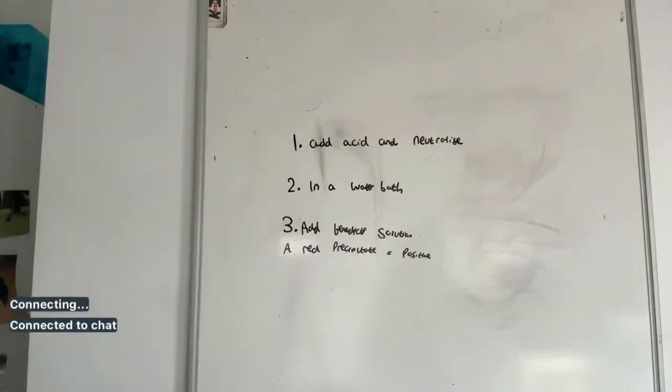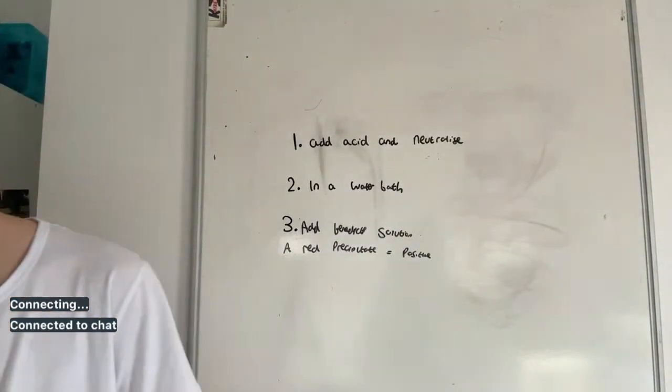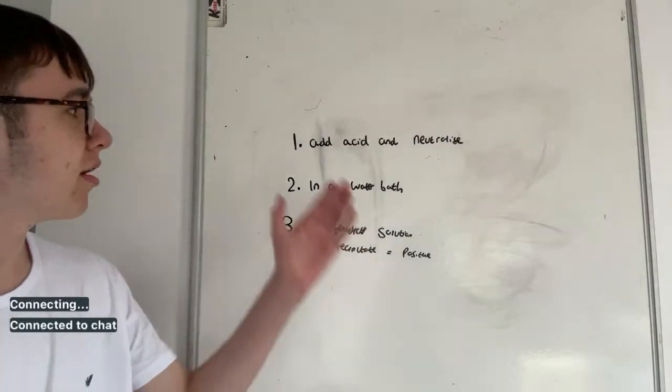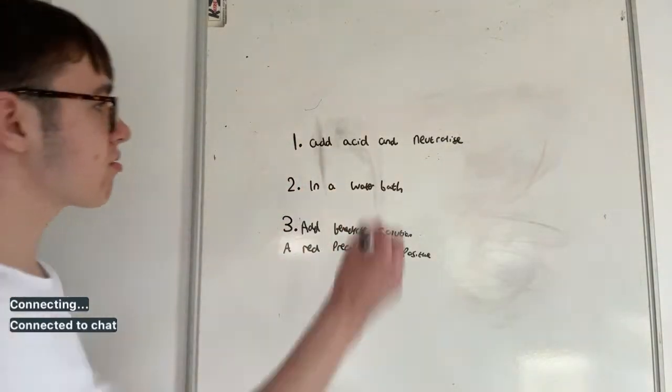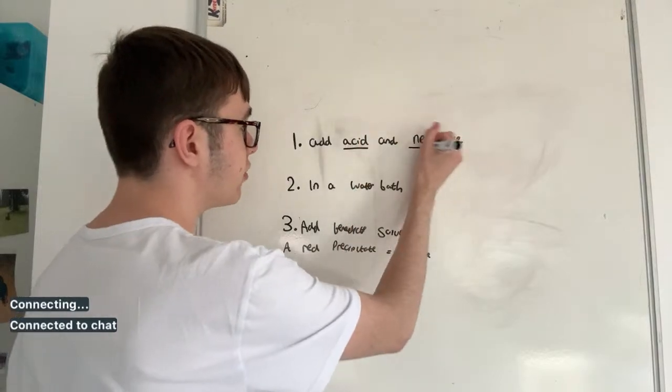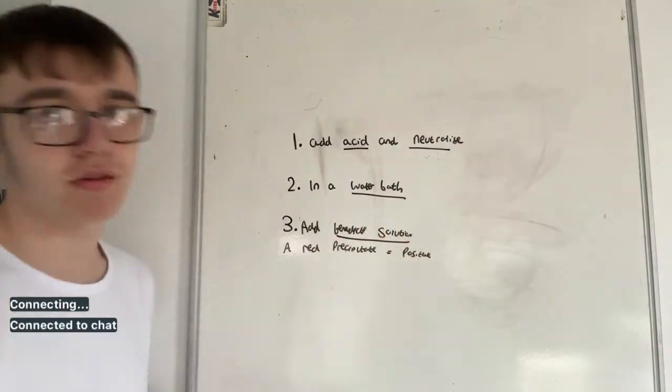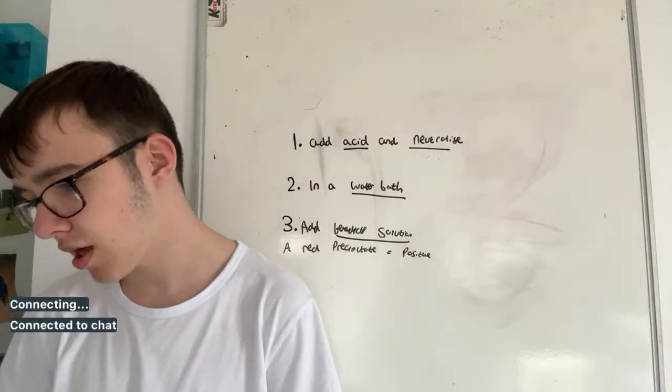Heat with acid and neutralize. Heat with Benedict's solution. Red precipitate. Okay. So, heat with acid and neutralize in a water bath. Add Benedict's solution. That's your key point.